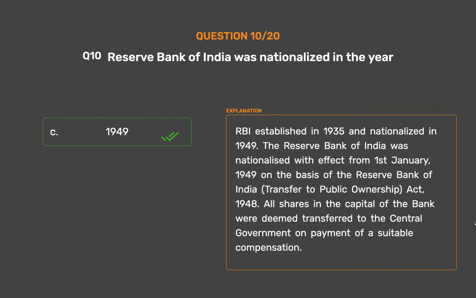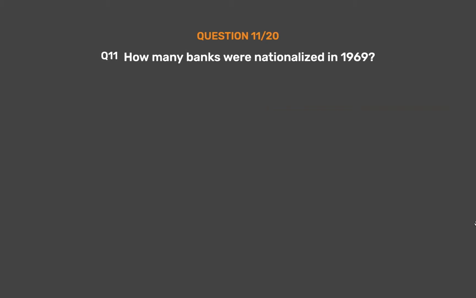The Reserve Bank of India was nationalized with effect from 1st of January, 1949 on the basis of the Reserve Bank of India, Transfer to Public Ownership, Act, 1948. All shares in the capital of the bank were deemed transferred to the central government on payment of a suitable compensation.